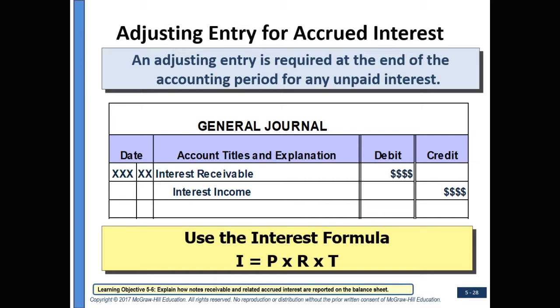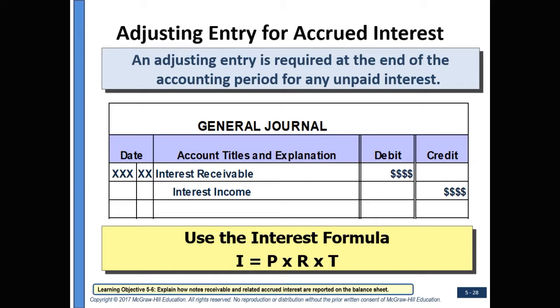You should have been exposed to the basic interest algorithm here. This is what we use to determine the amount of interest that was received. The dollar amount of interest equals the amount of principal multiplied by the rate. So what is the interest rate multiplied by the time frame that you are calculating for?